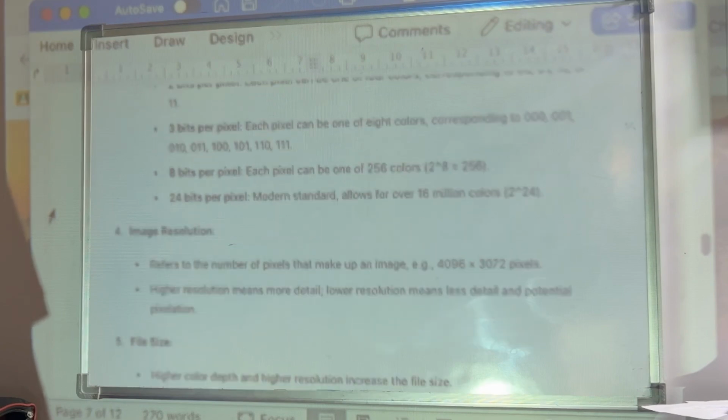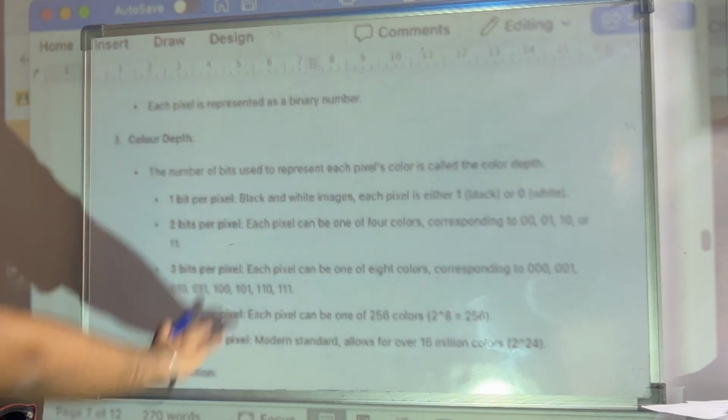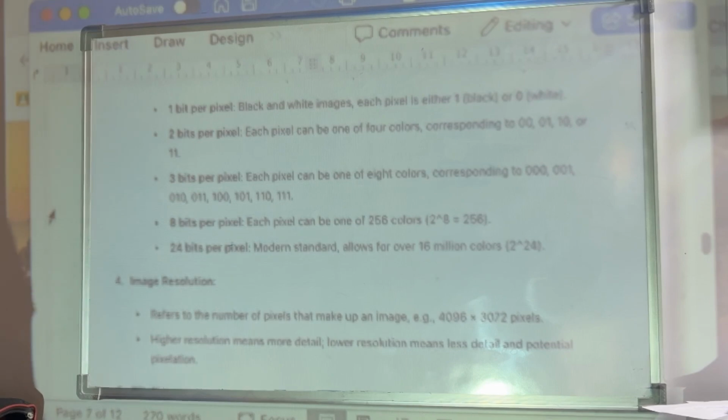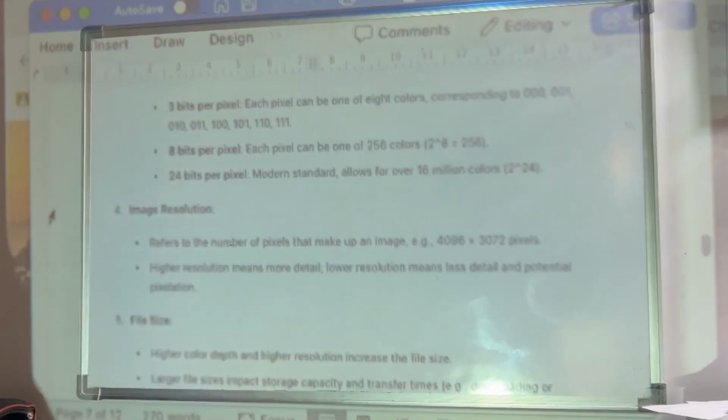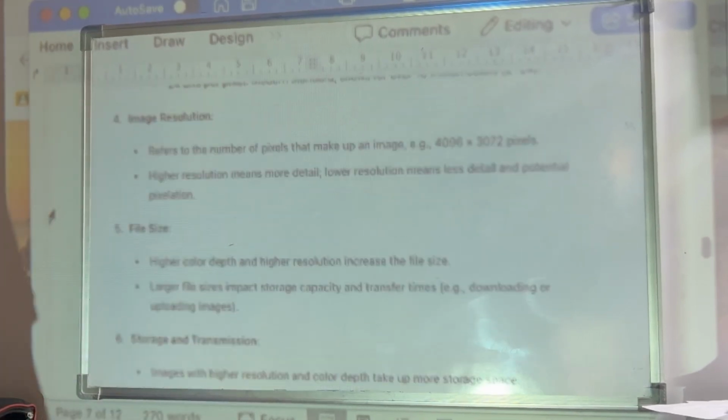Okay, we have done this. Color depth also we have done. This is extra information. You do not need to know this. If you want to read it, you can pause the video and read it, or you can click on the link in the description to find these notes or worksheet.